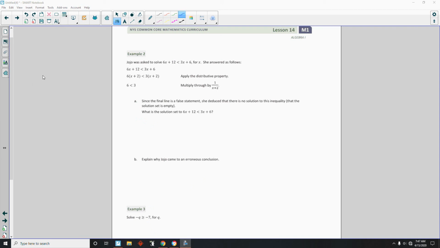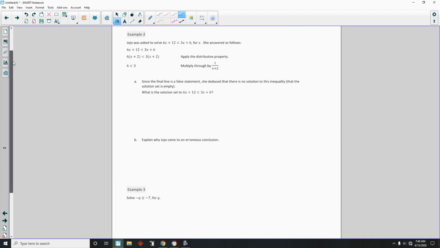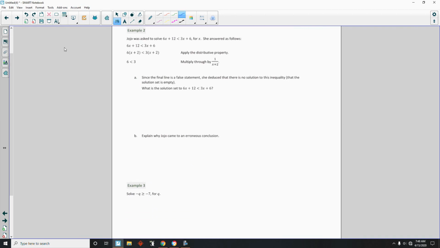Okay, on to page 4, example 2. Jojo was asked to solve 6x plus 12 is less than 3x plus 6 for x. She answered as follows. 6x plus 12 is less than 3x plus 6. So she rewrote the original, which is good. Okay, and then she factored out a 6 on the left, and she factored out a 3 on the right. That's true. Okay, 6x, 12, 3x, 6.